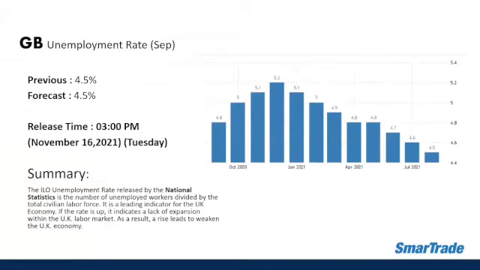Okay, so first thing, we have the unemployment rate for the UK for the month of September. The previous and the market forecast were the same at 4.5%, and the release time yesterday was 3 p.m. And the actual data was 4.3%. The actual data is better compared to the previous data and the forecast.